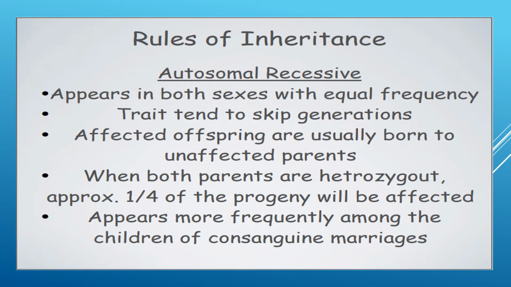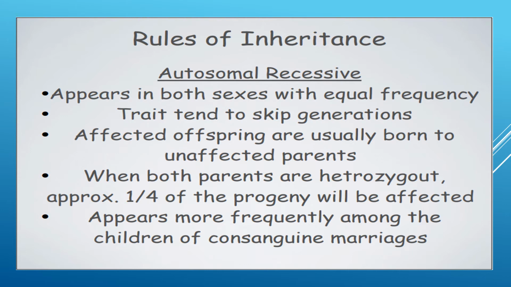Next, the rules of inheritance, that is, what rules should be followed for an autosomal recessive disease. In autosomal recessive, as they are not linked with the sex chromosomes, they are randomly transferred to either sex with equal frequency. That is, both males and females are affected equally because it is an autosomal disease.